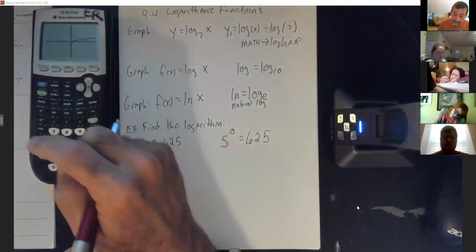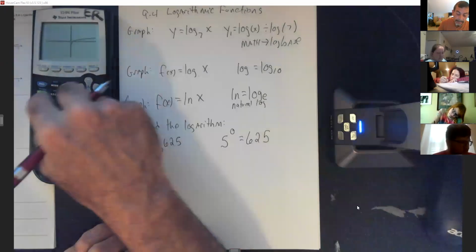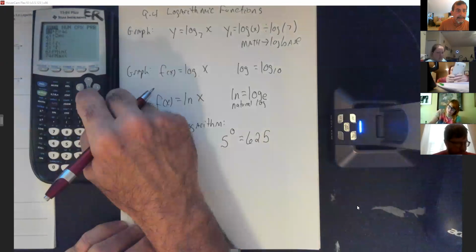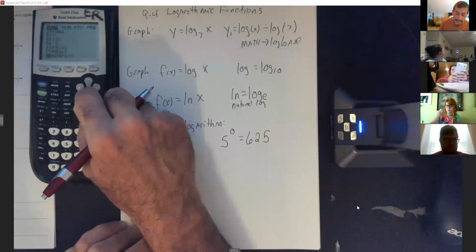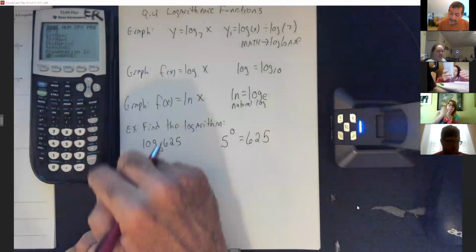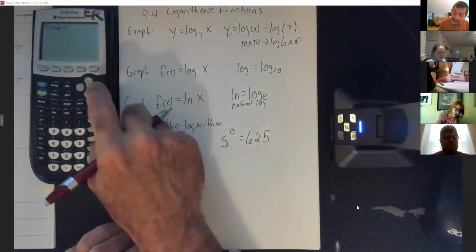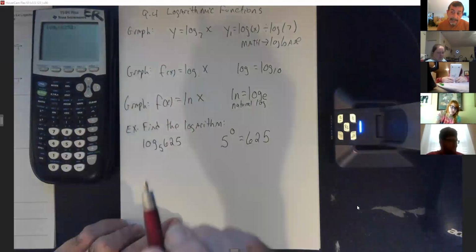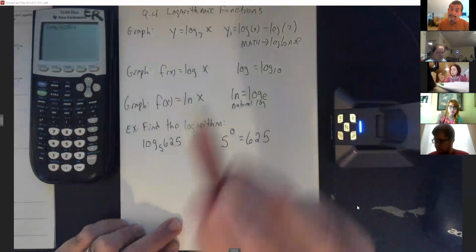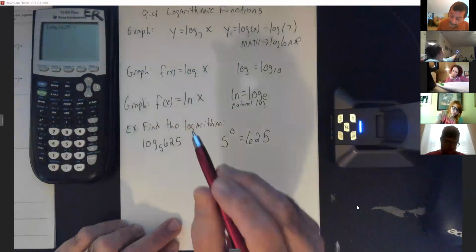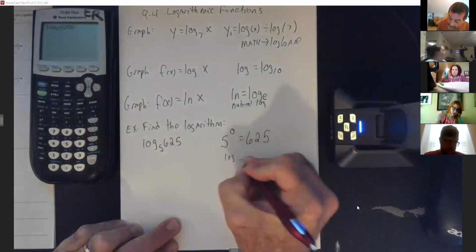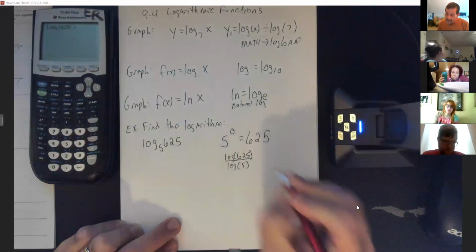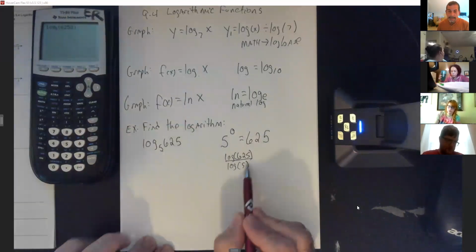So one way to do these, remember you got that log base button. So you can hit your math and go down to log base. Hit enter. So my base was the 5, and then my result was the 625. Now, Kelsey, on this one, you could do log of 625 divided by log of 5. Kelsey, just remember to close the parentheses when you're doing them logs on that, okay?